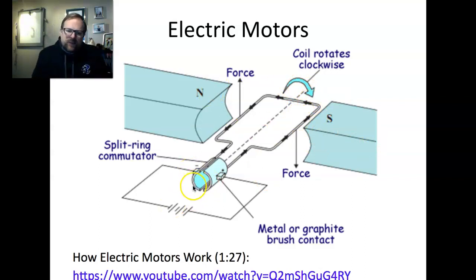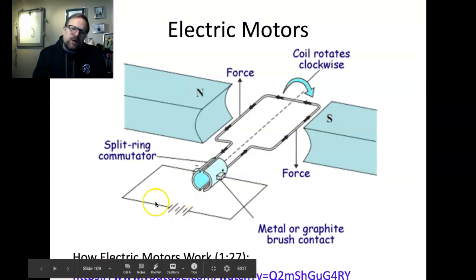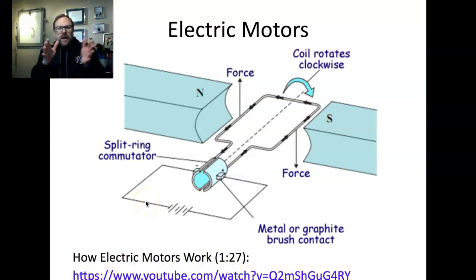And if we had something hooked up to the armature here, the armature is the spinning part, then we would have the ability to make something happen. So at this point, it would be a good time to hit pause and watch this 1:30 video on how an electric motor works. See if you can wrap your head around what's going on.